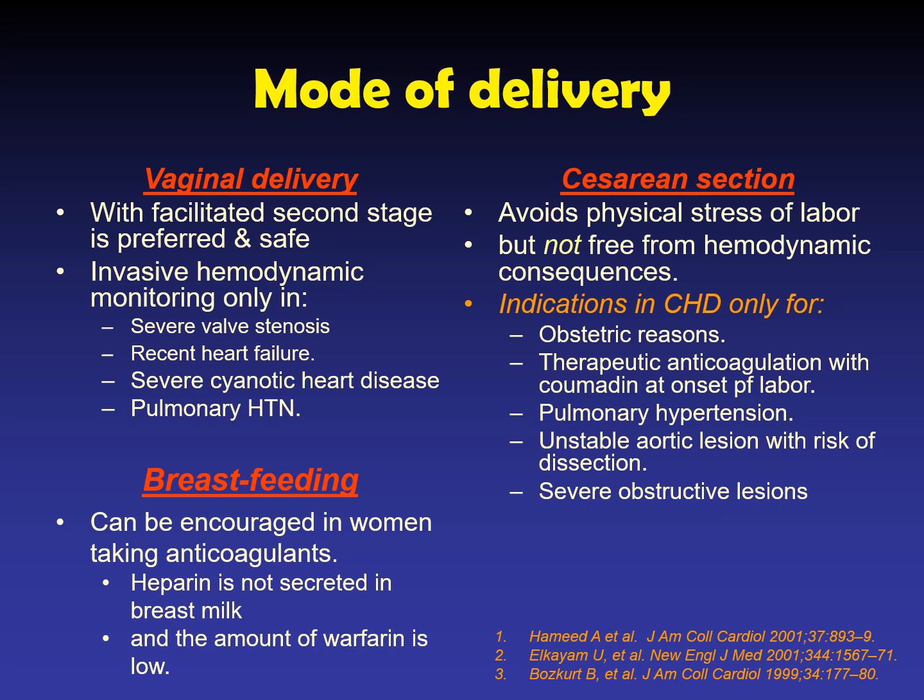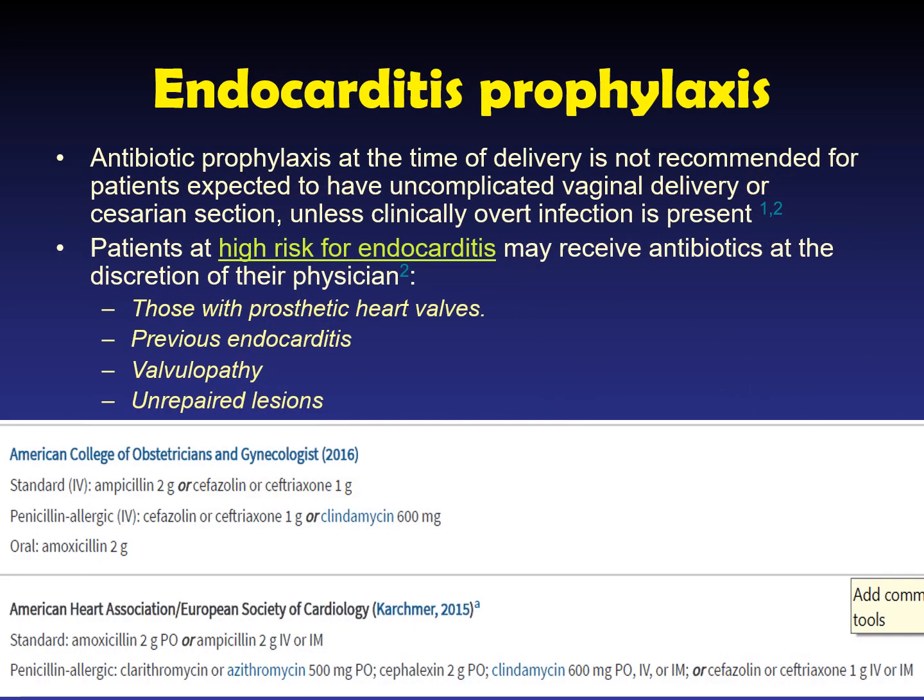Breastfeeding is encouraged in women taking anticoagulants. Heparin is not secreted in breast milk and the amount of warfarin is low. As for endocarditis prophylaxis, we used to give it left and right. However, now it is reserved for those with prosthetic heart valves, previous endocarditis, valvulopathy, and unrepaired lesions. The regimen of prophylaxis is as follows: ampicillin 2 grams or cefazolin or ceftriaxone 1 gram. If penicillin allergic, cefazolin or ceftriaxone or clindamycin 600 milligrams.